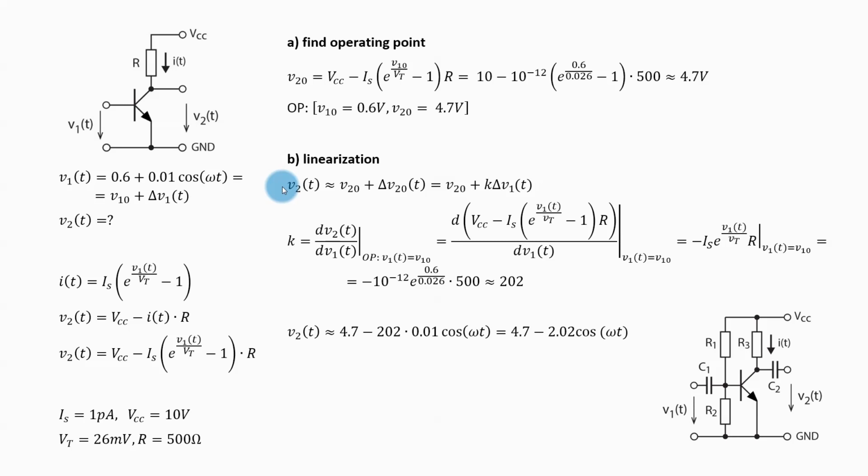I can approximately express the output voltage as some DC bias, which corresponds to this operating point, plus some small change. This small change I can express as the change at the input times some constant k. This constant k I can compute as the derivative of the output voltage with respect to the input voltage, and this derivative needs to be evaluated at the operating point. I need to compute this derivative for the input voltage equal to this V sub 10.